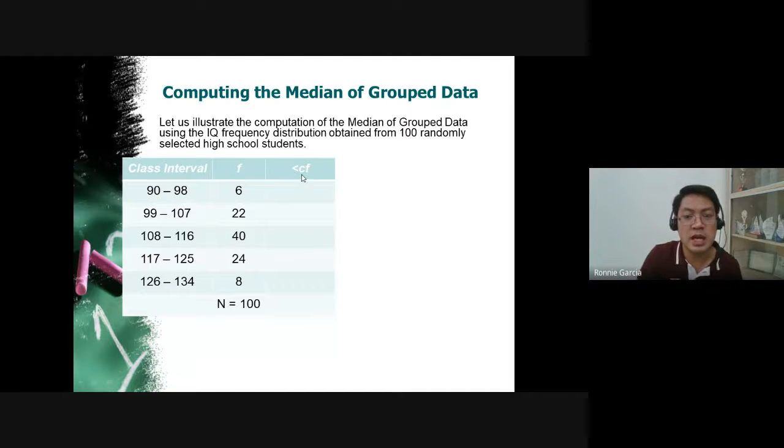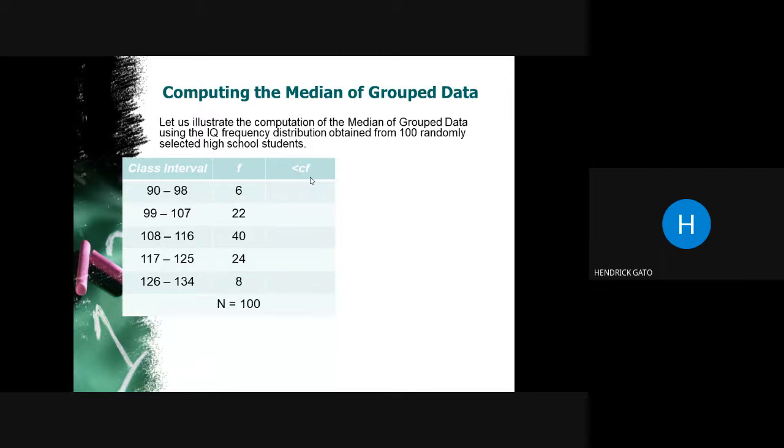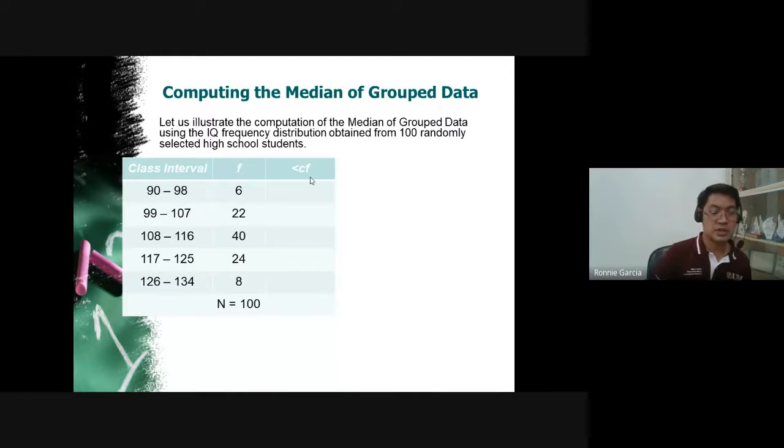So how about this CF? May CF nga gi-introduce, cumulative frequency ang tawag ani. And this is very important para ma-determine nimo ang median class. Again, i-recall nato what is the meaning of median in our previous discussion. Remember. Anyone? Ang katunga, sir. Very good, Mr. Gato. It's the middle. Ang katunga daw, middle.